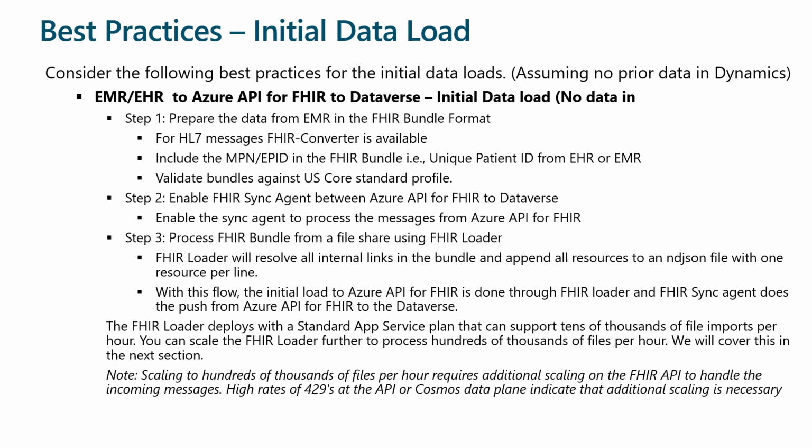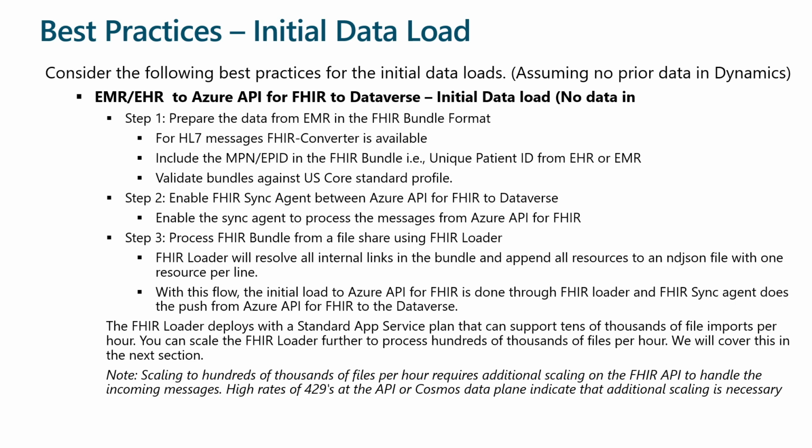Include the MPN or EP ID in the FHIR bundle, that is the unique patient ID from EHR or EMR. Load all the FHIR bundles in a file share. Make sure to enable the FHIR Sync Agent between Azure API for FHIR and Dataverse before running the FHIR loader. Once you have the sync agent enabled, run the FHIR loader, which would process the FHIR bundles from the file share. The FHIR loader will resolve all the internal links in the bundle and append all resources to an ND-JSON file with one resource per line.